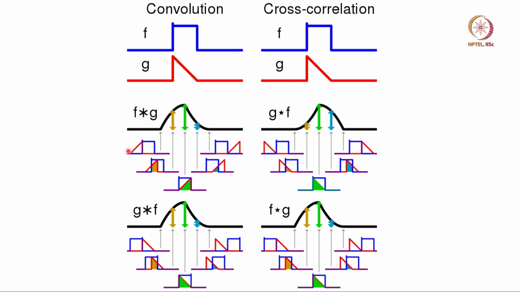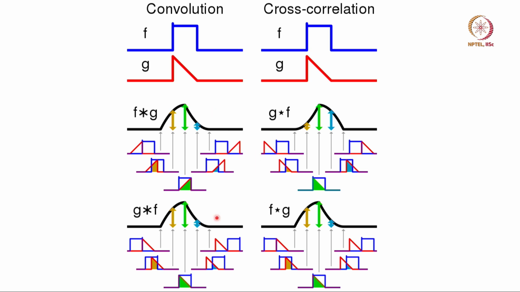And I am trying to slide g over f and look at the overlap integral. Then I plot the value of that integral at every r. If my overlap is just this much, that area under the integral is the value at this r. Then I slide it even more, moving r, and f convoluted with g is this overlap function.